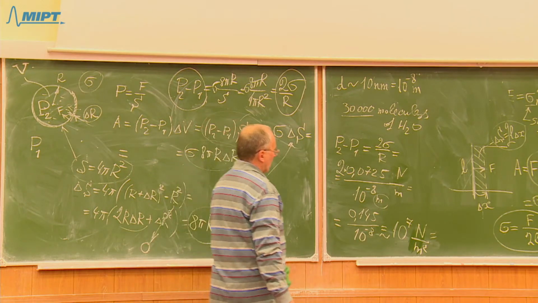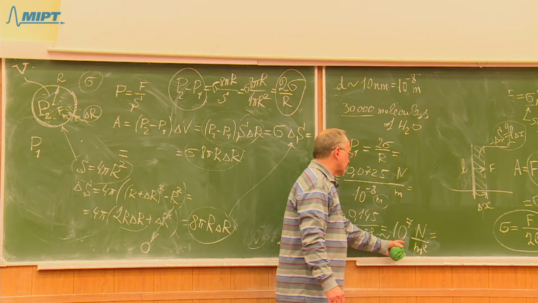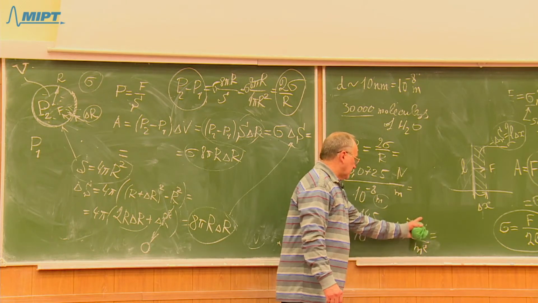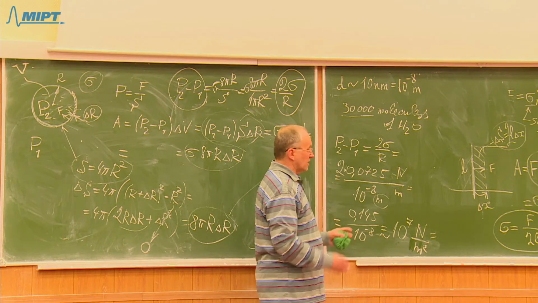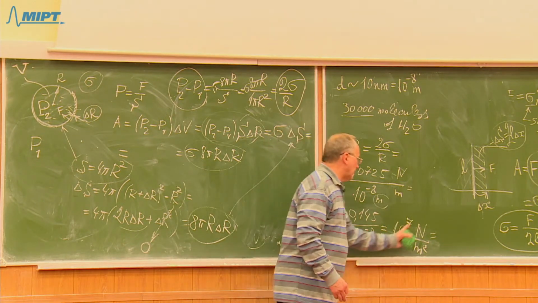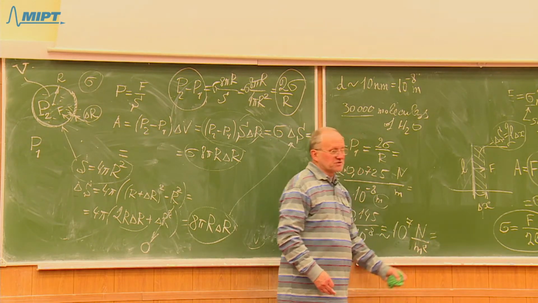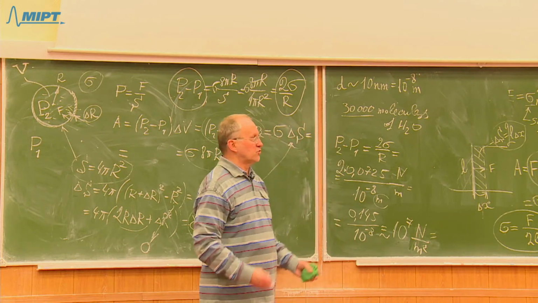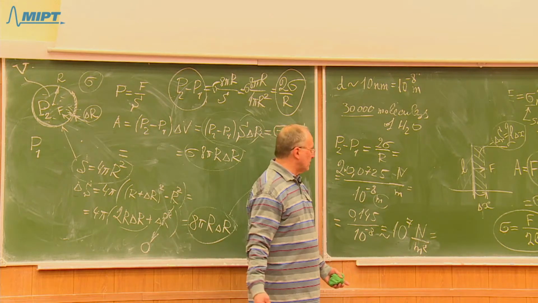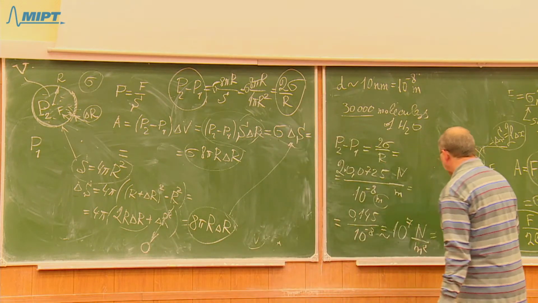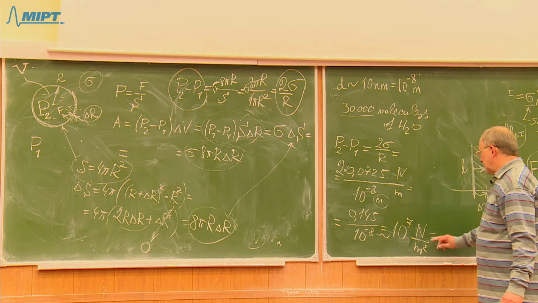So how many newtons over meter squared in 1 atmosphere? I want to compare this pressure inside the droplet with the pressure of 1 atmosphere. 1 atmosphere is 1 kilogram force per centimeter squared. There are 10,000 centimeters squared in 1 meter squared.